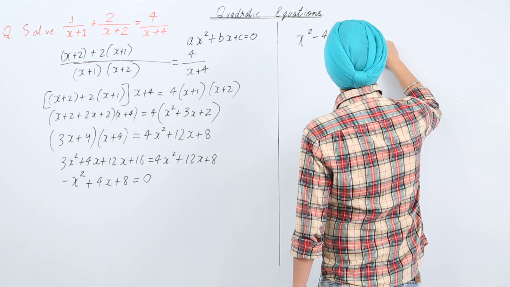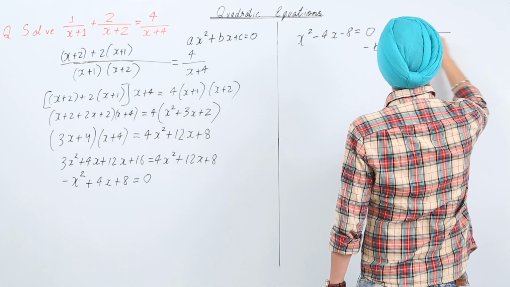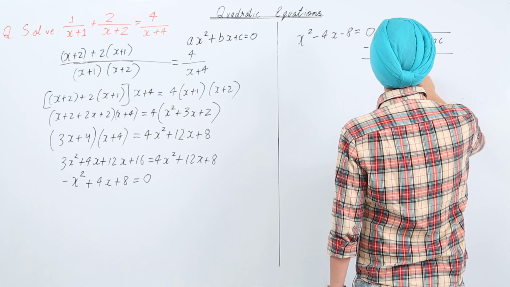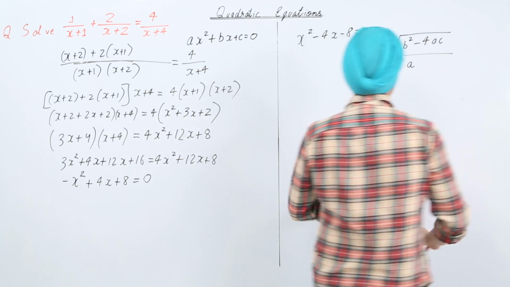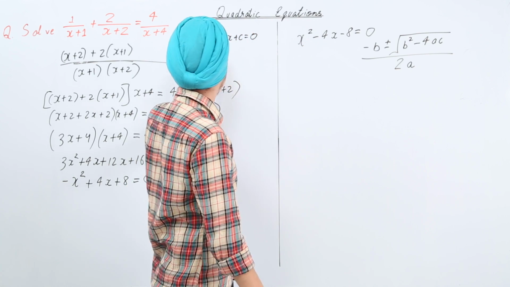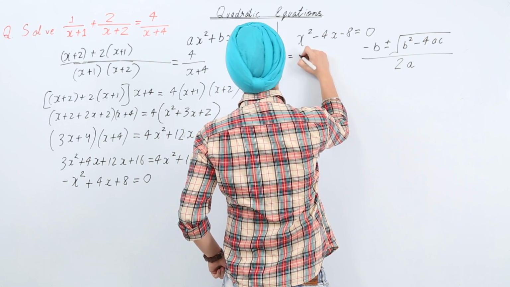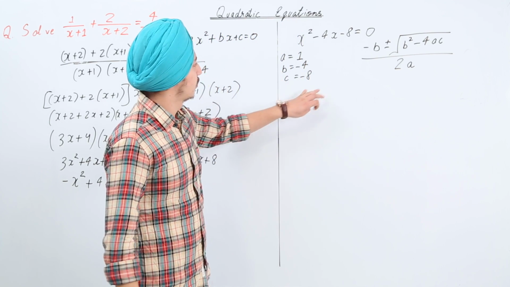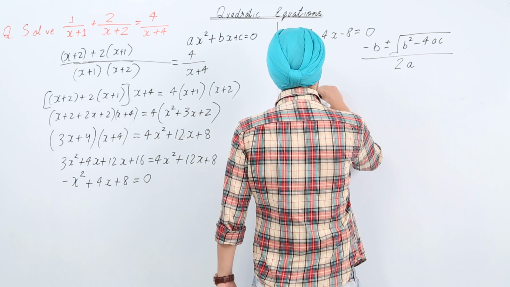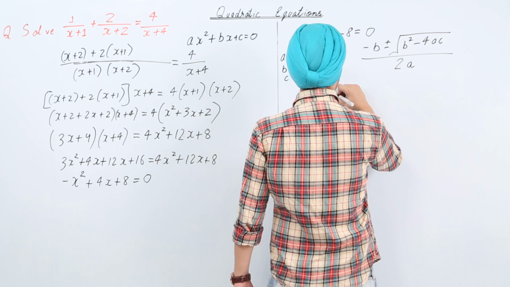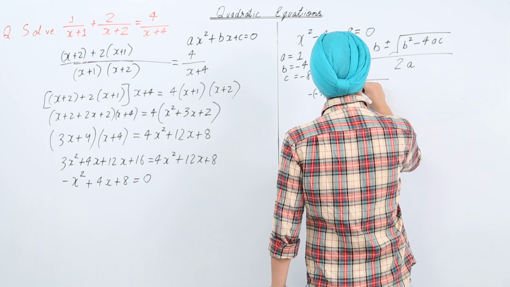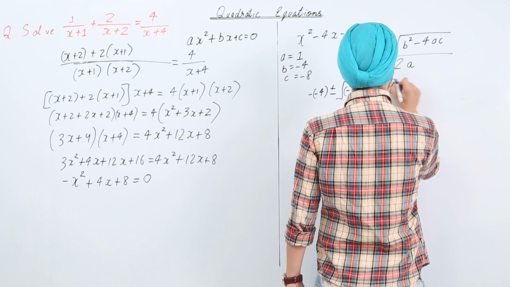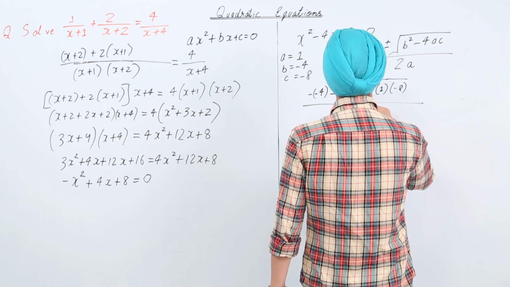Now we know the formula is minus b plus minus root of b square minus 4ac upon 2a. So this is the formula. We just have to put all these values of a, b and c into this formula. We have a equal to 1, b equal to minus 4 and c equal to minus 8. So now we will put all these values into this formula. We get minus of minus 4 plus minus root of minus 4 square minus 4 into 1 into minus 8, divided by 2 into 1.